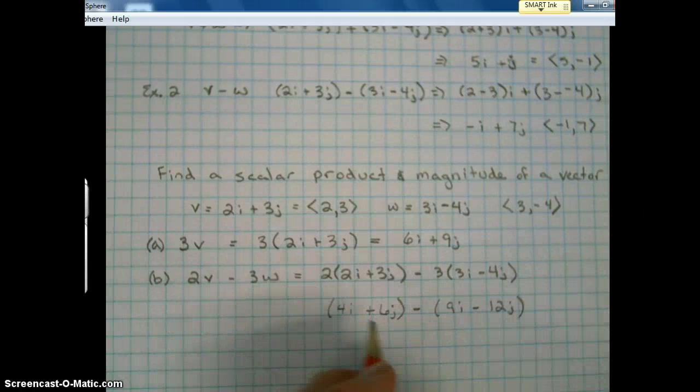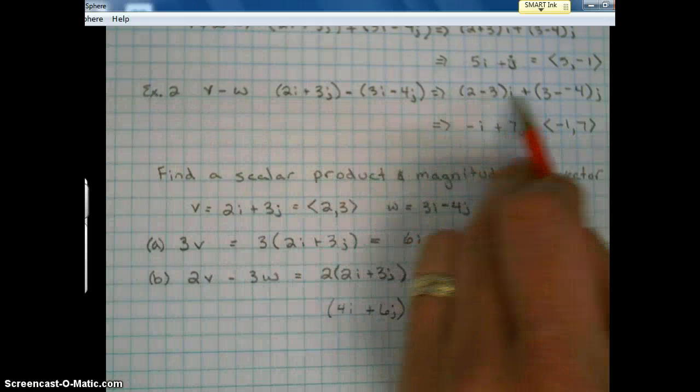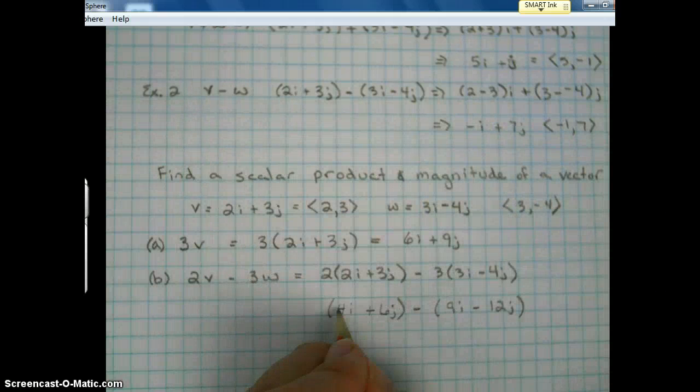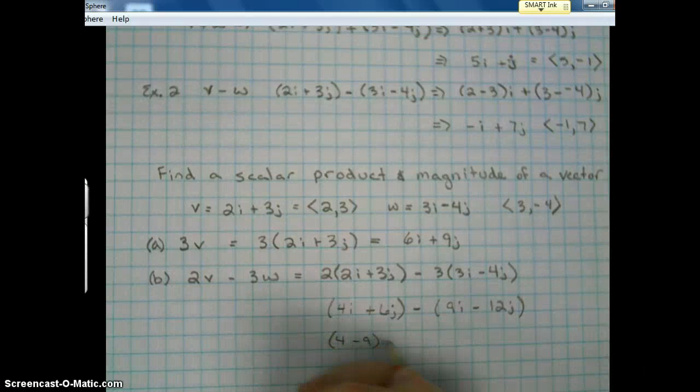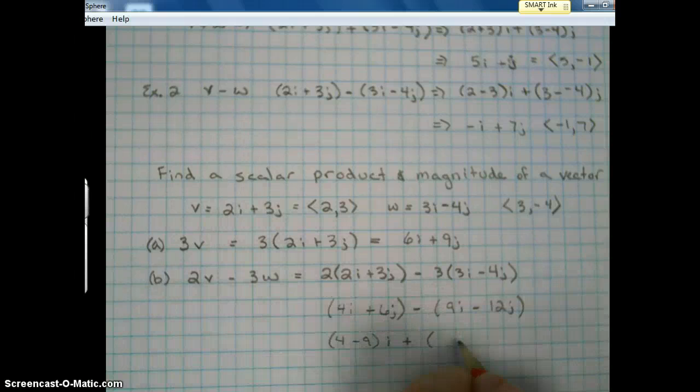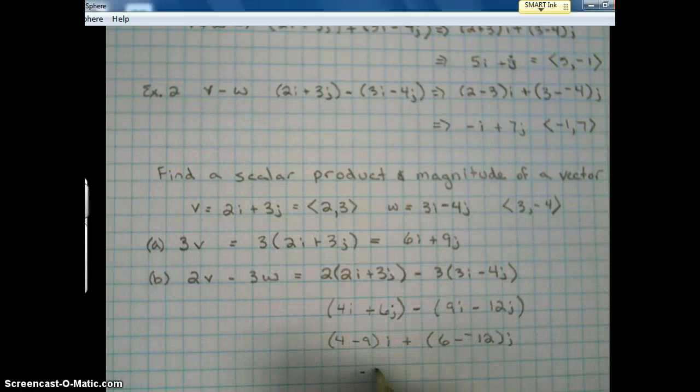Okay, next we're going to subtract. So doing the same process up above, we have 4 minus 9, components of i, plus 6 minus negative 12, components of j. So we end up with negative 5i plus 18j.